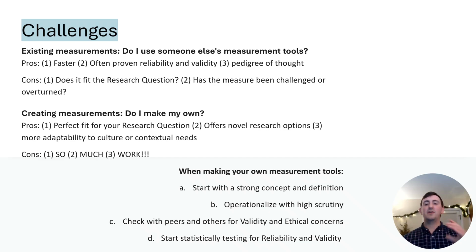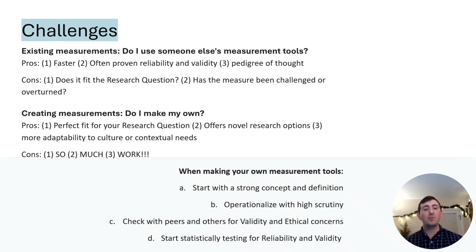And then because you're creating this measurement tool for your research question, there's a lot more adaptability to the different cultures you're working with and the different contextual needs that you have working with the populations you will be working with. What are the cons? It is so much work. It is so much work to develop a tool.